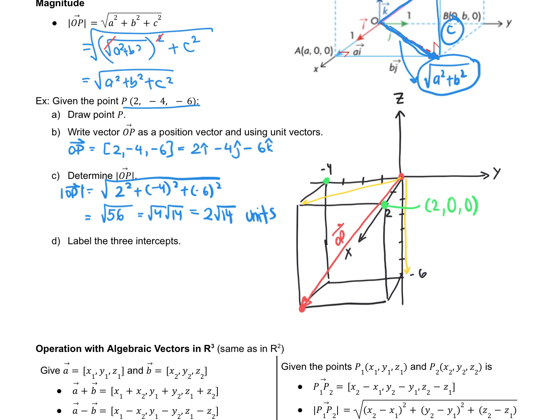This here is the y-intercept. There's no forward movement, so x is 0. y is negative 4, and there's no up-down movement from that origin, so z is 0. Finally, the z-intercept, there's no movement forward or back, or right or left, so x and y are 0, and z is negative 6. Now I'm also just going to highlight those planes again.